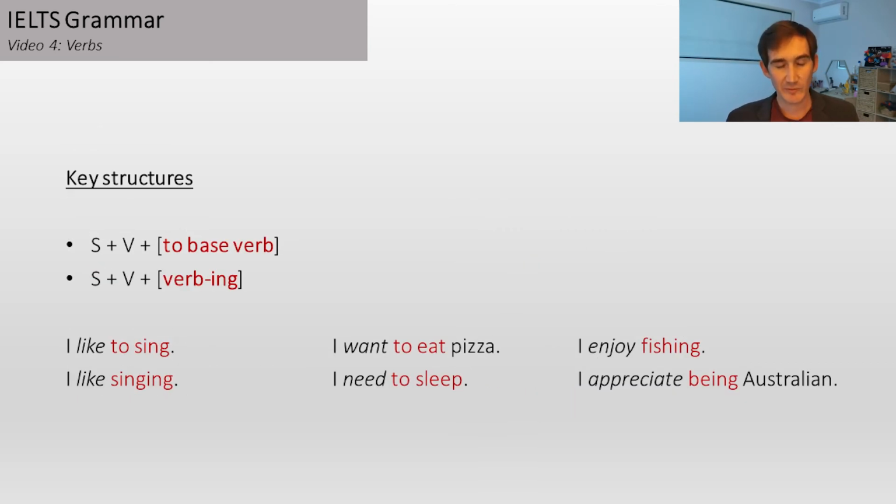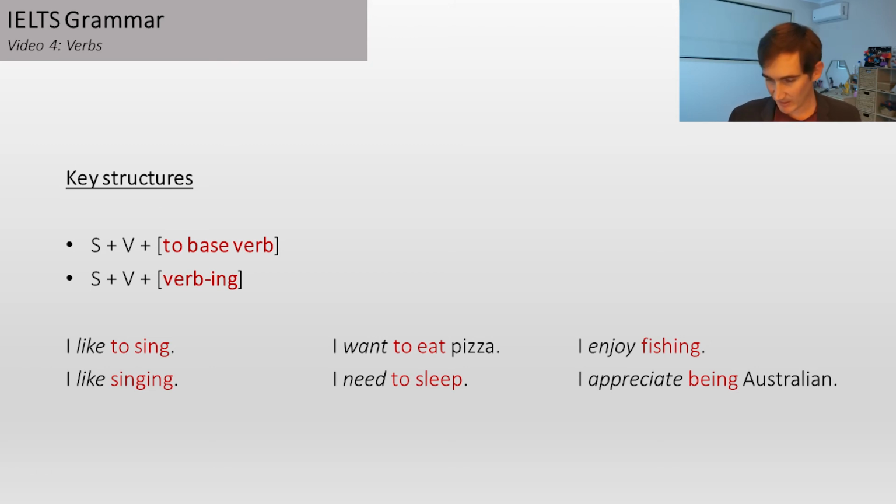Next, we have two very important structures. The structures here are subject, verb, and then to plus base verb, and also subject, verb, plus verb-ing. Now, sometimes in a clause you'll have two actions, and that's fine. You have the subject and the normal first action, but then for the second action, we can't just drop another verb in. We have to get creative with it. So one way to do that is to use the to plus base verb structure. Another way to do it is to use the gerund structure.